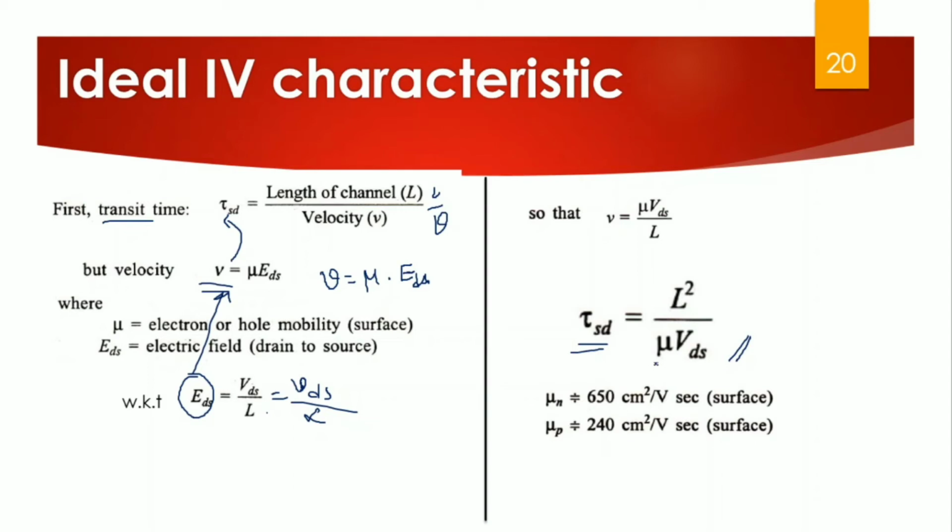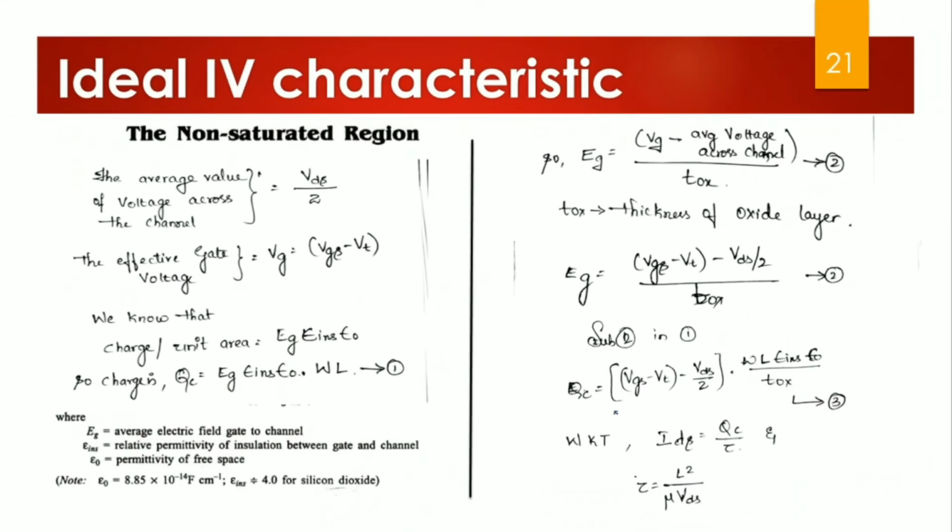What is mu? Mu is the mobility of the charge carriers. If it is holes, this is the hole mobility. If it is electrons, this is the electron mobility. Next, coming to the non-saturation region. The non-saturation region is nothing but the linear region, or you can call it the triode region. Now in this non-saturated region, first we will analyze the average value of voltage across the channel.